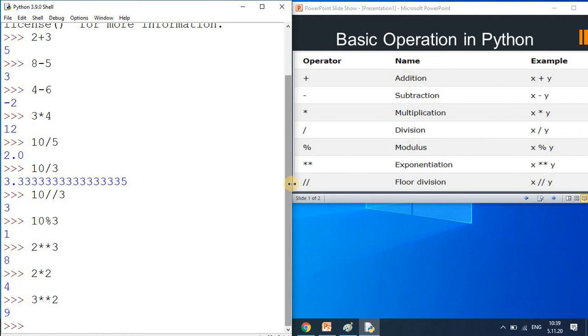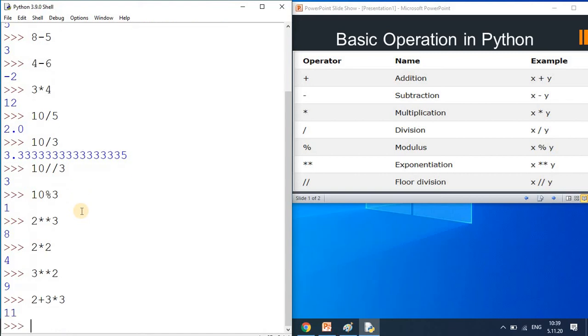So here we have learned all these basic operators. Okay, and suppose for solving we are using more than one operator, suppose 2 plus 3 into 3. In that case, as you know, in mathematics we first solve the multiplication. So 3 into 3 is 9, plus 2 is 11. Okay, so it depends on the priority of the operator.